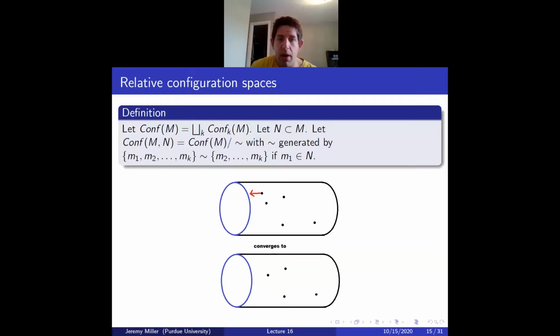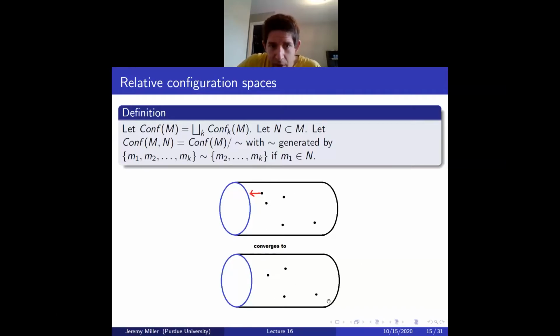So what's the definition? Let's let conf M without a subscript mean the disjoint union of all the configuration spaces, where k runs from 0 to infinity. If you have some subspace N contained in M, we're going to let the relative configuration space be the quotient where if a point is in N, it vanishes. So the point m1 through mk is equivalent to m2 through mk if m1 is in N. I guess this isn't an equivalence relation, but take the equivalence relation generated by this relation.